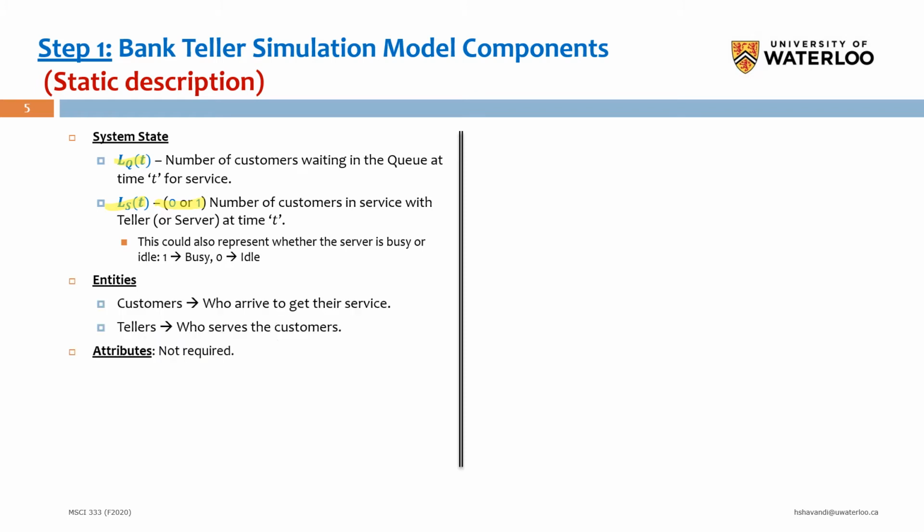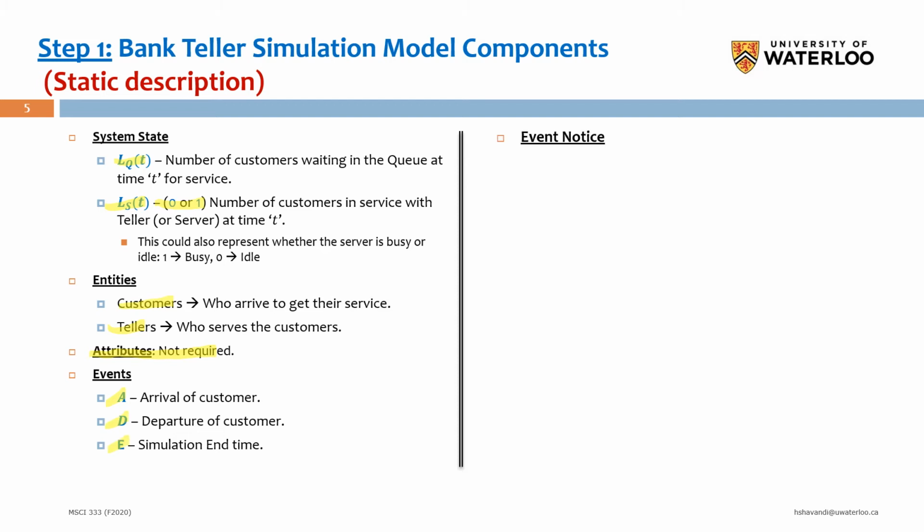For entities here, we have two types of entities, customers and tellers. Customers are the ones who arrive at the system to get service, and tellers are the ones who serve the customers. For attributes, we are not interested in differentiating customers or tellers, so we don't need to define attributes here. And for events, we have three types: arrival of a new customer, departure of a customer, and end of simulation.